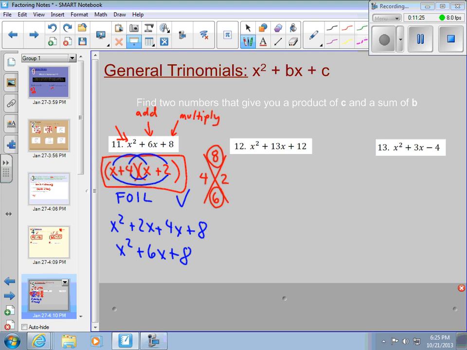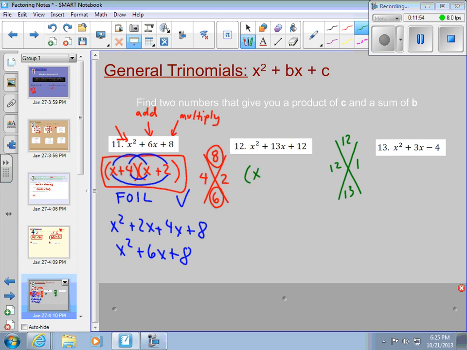Okay, let's try another one here. Number 12. They want us to do this one. So we want to think, what numbers are going to multiply to equal 12 and add to equal 13? Well, for 12 we could have 4 times 3, but that's not going to add up to 13. We could have 6 times 2. That's going to add up to be 8, not 13. We also could have 12 times 1. 12 times 1 equals 12, and 12 plus 1 equals 13.